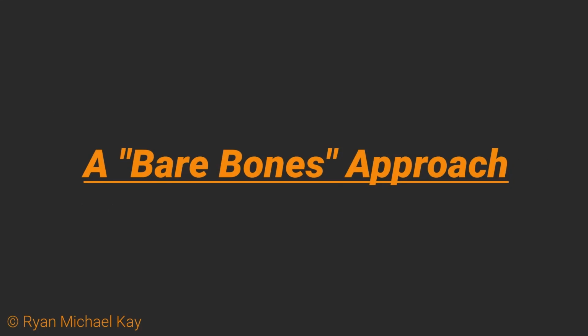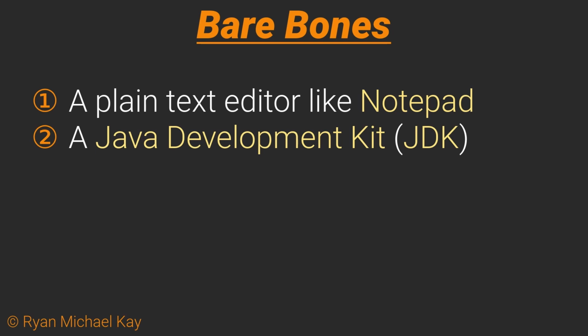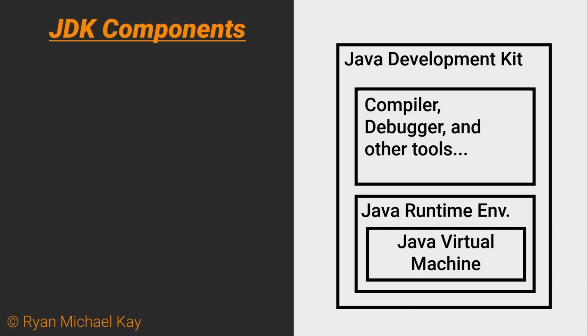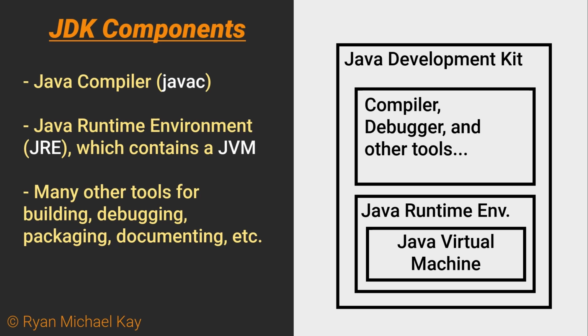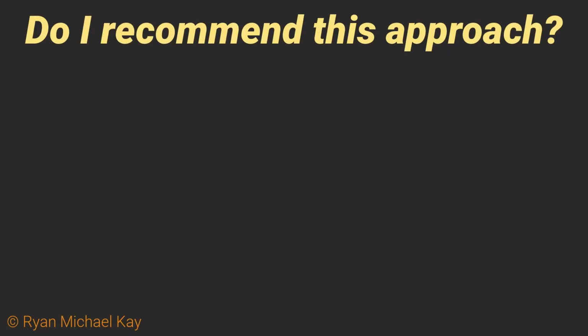Believe it or not, it is entirely possible to write a functioning Java application using only a plain text editor like Notepad and a Java development kit, often abbreviated as JDK. You can probably guess what the text editor is for, but the JDK gives us two very important tools. The Java compiler program javac, which as discussed in the previous episode, will create our Java bytecode. Also a Java runtime environment, or JRE, which among other things contains a Java virtual machine which interacts with the operating system.